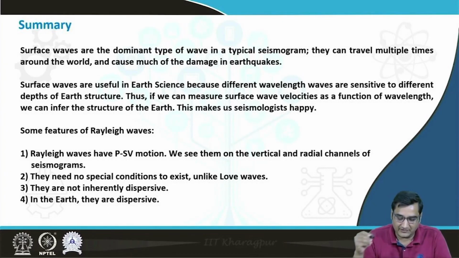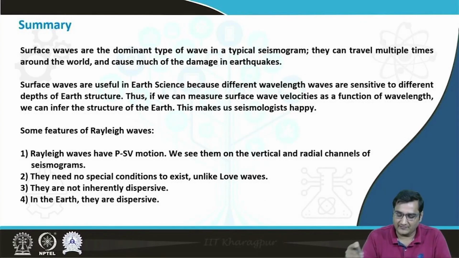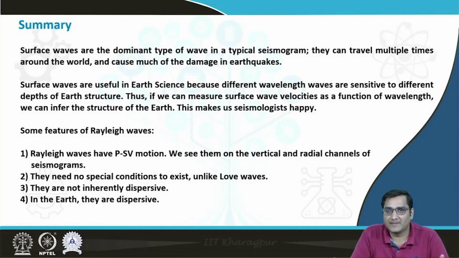The surface waves are useful in earth science because different wavelength waves are sensitive to different depths of the structure. Thus, if we can measure surface wave velocity as a function of wavelength, we can infer the structure of the earth. This makes a seismologist happy. Basically, I have told you the wave velocity of surface waves varies with the wavelength or the period or frequency. As you can see its variation with wavelength or frequency with depth, you can make some comment about the structure of the subsurface of the earth.